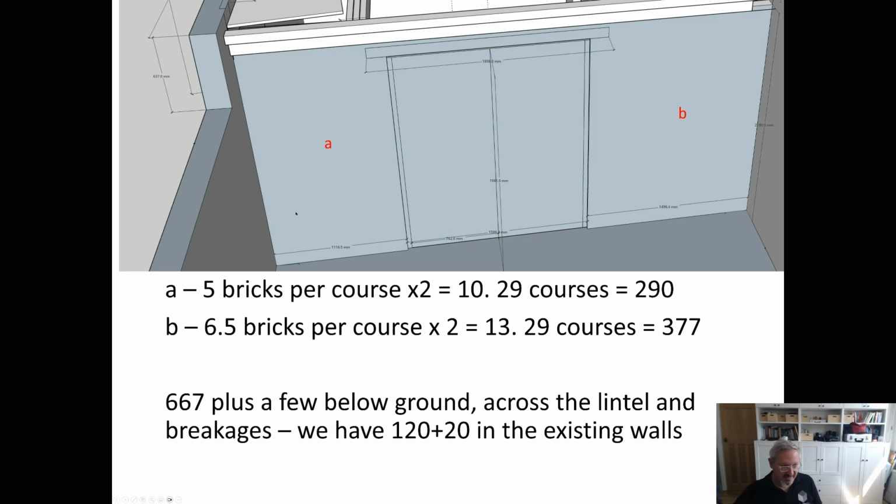Now I've tried to work this out, so I think it's 5 bricks per course per side, so that's 10 bricks, and there's 29 courses to do on A, which is 290 bricks. And then on B side, there's 6.5 bricks per course times 2, which is 13 bricks per course, which is 377 bricks. But I don't want to be completely stingy with it, so probably be buying 800 bricks so that we've got enough bricks and we can throw away the odd one.